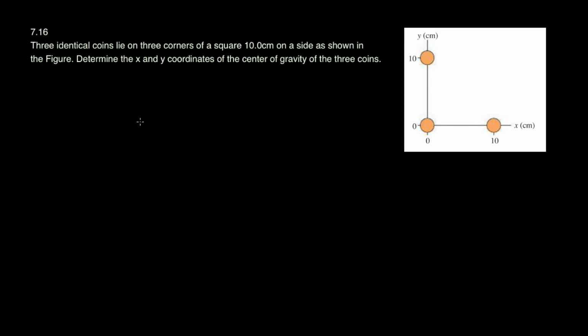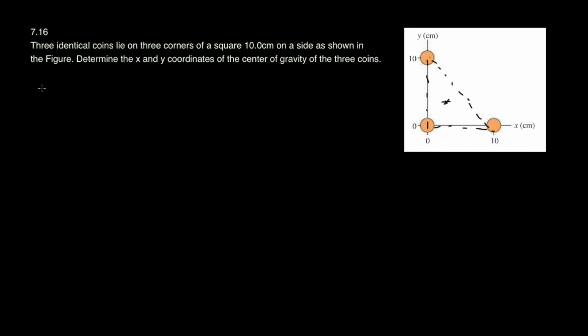Let's try 7.16. Three identical coins lie on the three corners of a square 10 centimeters on a side, as shown in the figure. Determine the x and y coordinates of the center of gravity of the three coins. Okay, so we're looking for the center of gravity of the system. And just by intuition, you kind of have an idea that it's going to be in the center of this triangle over here. You kind of think it might be right here. So let's go ahead and do the math and see if our intuition is correct.